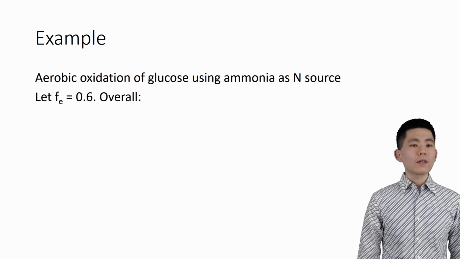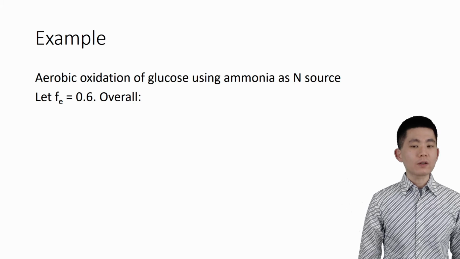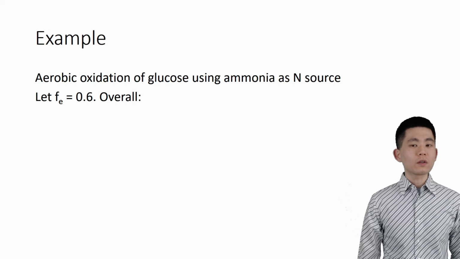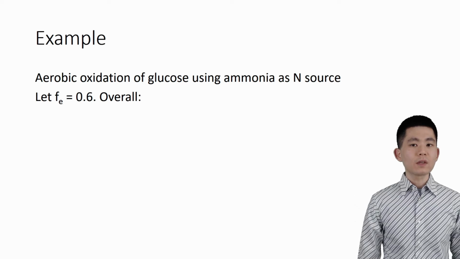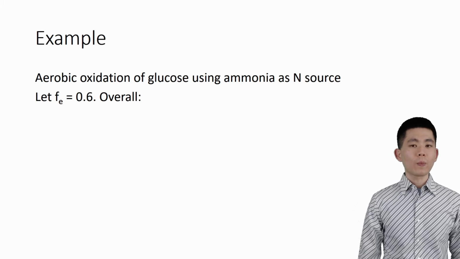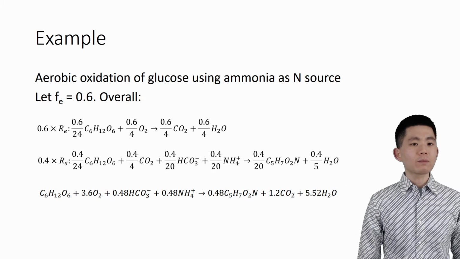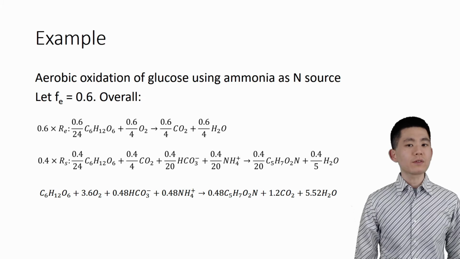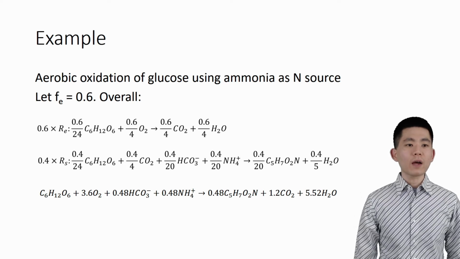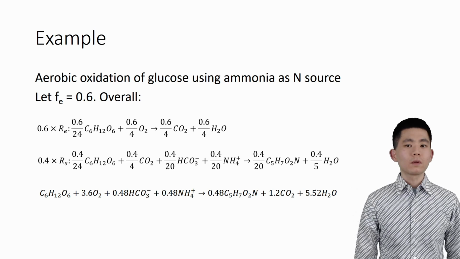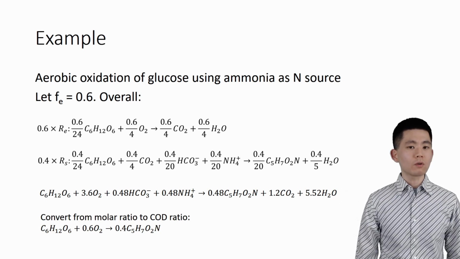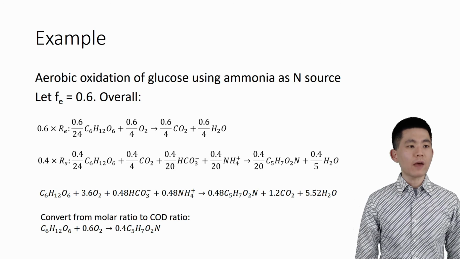Let's assume that 60% of the electron is used for energy and 40% of the electron is used for synthesis. So Fe equals 0.6, Fs equals 0.4. So we multiply energy reaction by 0.6 and multiply cell synthesis reaction by 0.4 and combine them to get the overall reaction, which is normalized to 1 mole of glucose. This reaction is in molar ratio, and we can convert it to COD ratio by converting each component to COD values.